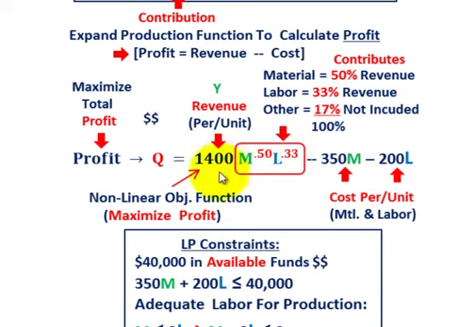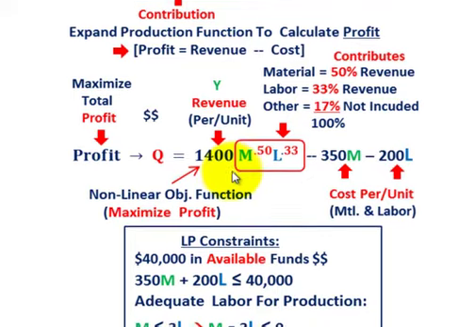So again, this is the case here. We're going to have this nonlinear objective function. This is where we're going to maximize our profit. That's what we're trying to do. We're using linear programming here. We've got this nonlinear objective function, and we're going to try to maximize the profit. And that's coming up with the right quantities of material and labor. Okay, so we've got our objective function defined here.